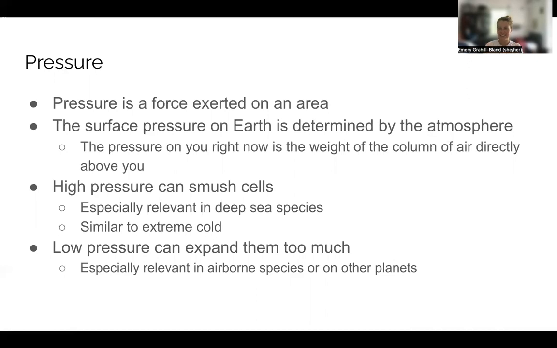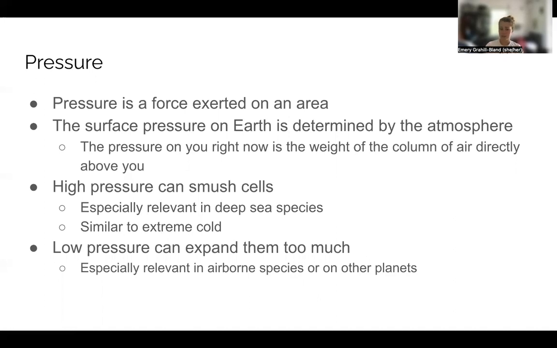So high pressure can smush a human, can smush cells. This is especially relevant in the deep sea or for under-ice species, where they're experiencing high amounts of weight on top of them. It's similar to extreme cold in that it causes cells to be more rigid, right? Pressure and temperature are related in a lot of ways, but extreme cold makes a cell more rigid. And so you are seeing species that need to be able to adapt to that.